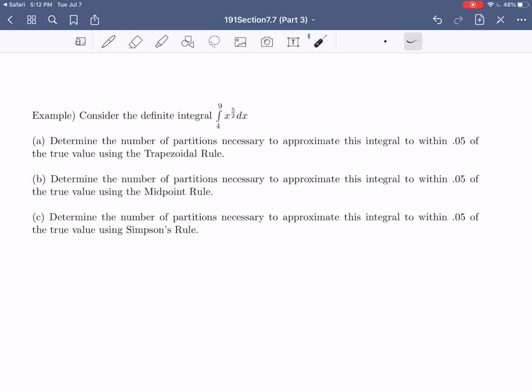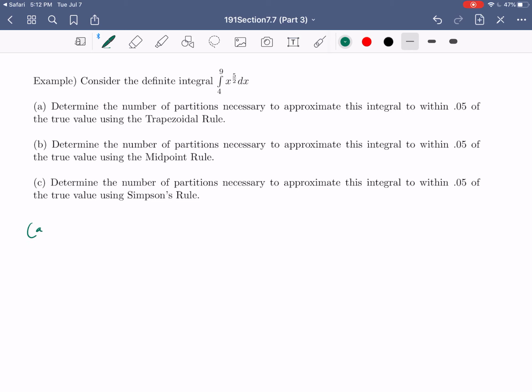So now we're going to look at a new example. We're going to consider this definite integral, the integral from 4 to 9 of x to the 5/2 dx. What we're going to do is try to figure out the number of partitions necessary to approximate this integral to within 0.05, so we only want to be off by 0.05, using the trapezoidal rule, midpoint rule, and then Simpson's rule. So let's go ahead and start with A.